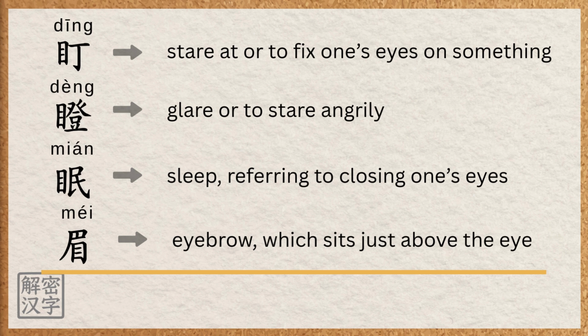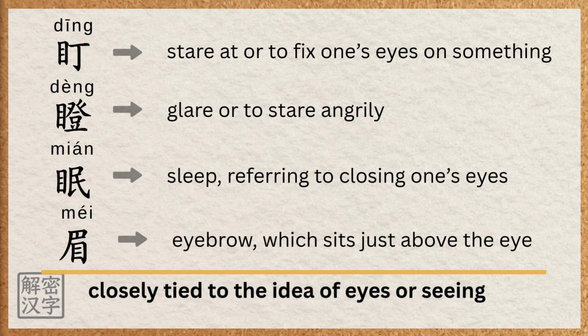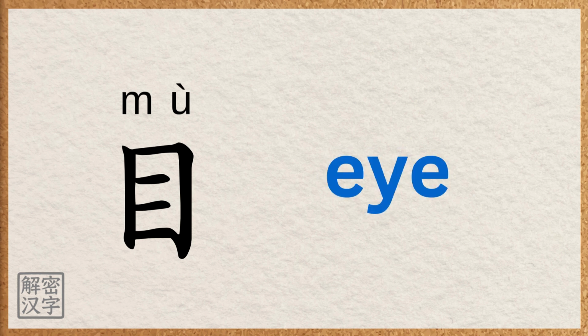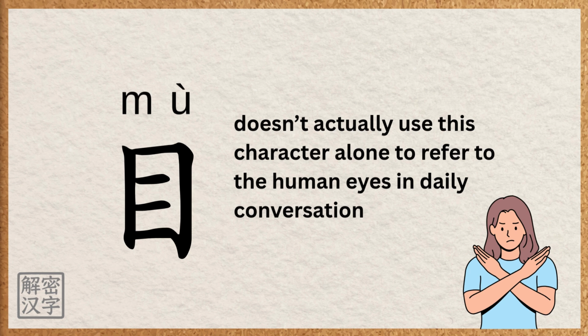All of these characters visually trace their structure back to mu, and their meanings are closely tied to the idea of eyes or seeing. Understanding this radical really helps you guess the meaning of many complex characters, even before you learn them formally. One more thing that often surprises learners, even though mu means eye, modern Chinese doesn't actually use this character alone to refer to the human eyes in daily conversation.